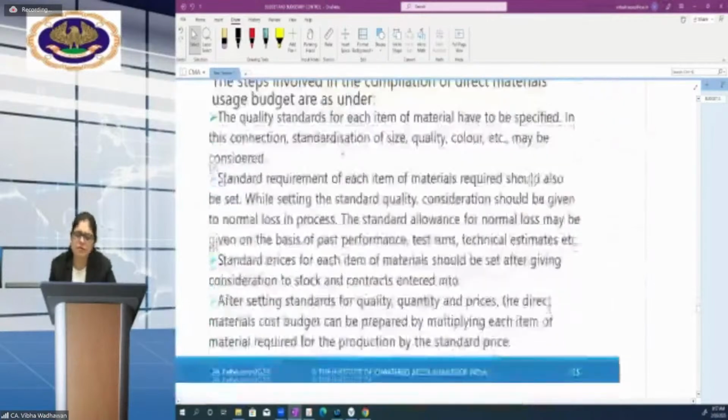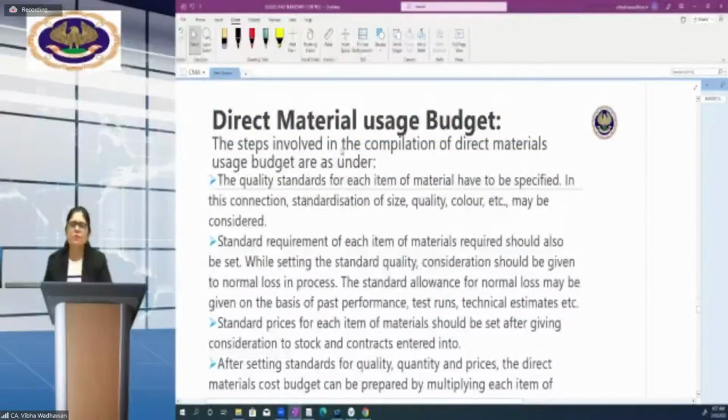Direct material usage budget. So students, when the production budget is clear that this many units of production we have to produce, accordingly we have to make the direct material consumption. So if, let us say, 1 kg of raw material is used in 1 unit of output, I should know how many kgs of raw material will be required. So the direct material usage budget can be made only after the production budget is made.